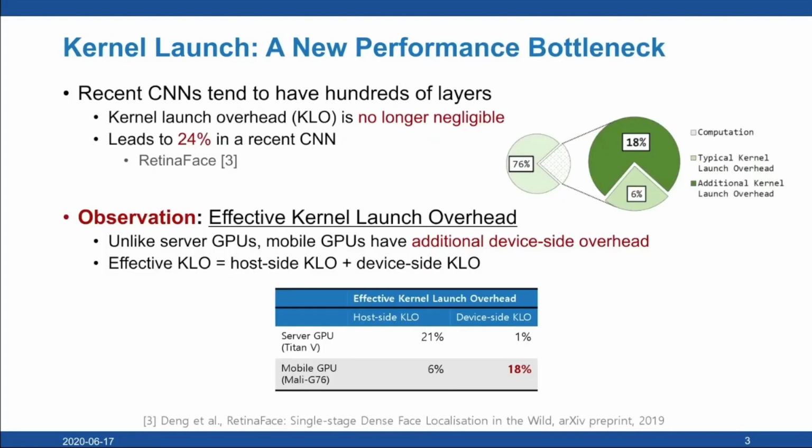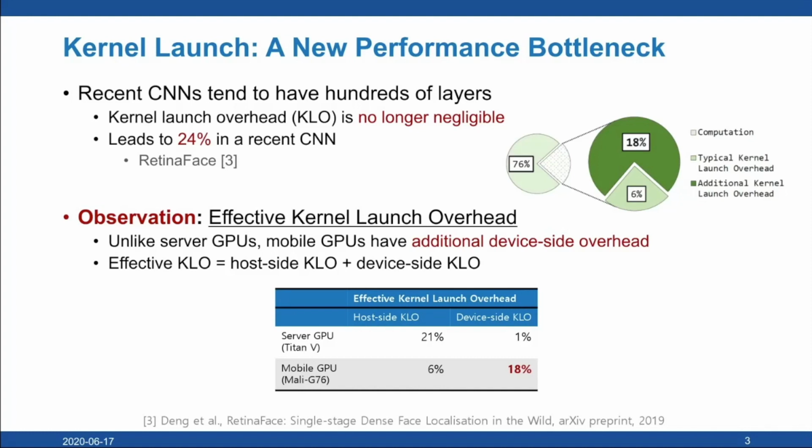In this work, we focus on the recent trend in CNNs that the number of layers is increasing while the workload of each layer decreases. Many CNNs usually have hundreds of layers. This trend introduces a new performance bottleneck called kernel launch overhead.